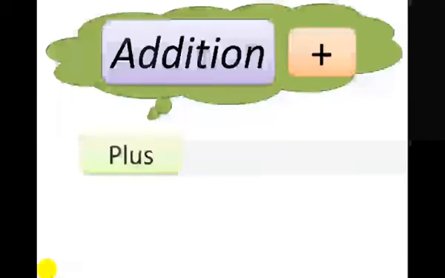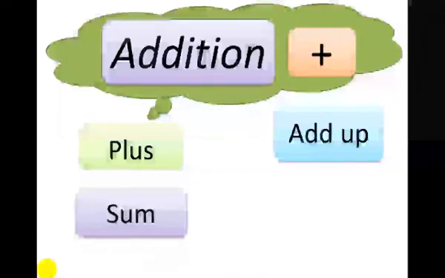Addition. The sign is plus. When you see that sign in a question, what you are asked to do is to add the numbers together. The word plus is the same thing as in addition. If you come across such a word, you are to add the numbers together.